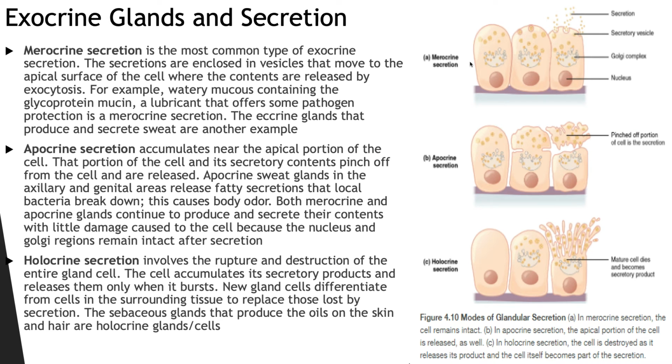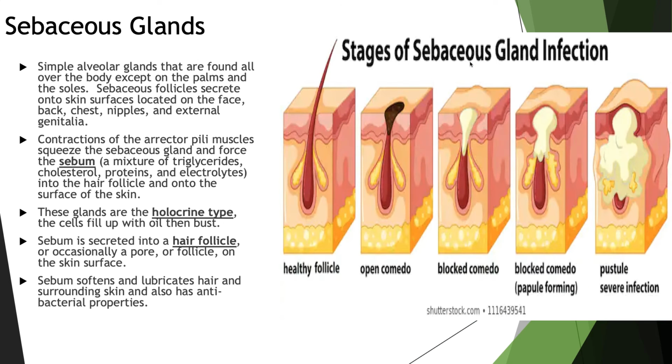you can read that the holocrine type cells will fill up with oil and then they'll burst open. Sebum is secreted onto the hair follicle or occasionally onto a pore onto the skin surface, and helps to soften and lubricate the hair and the surrounding skin, and also has some antibacterial properties.